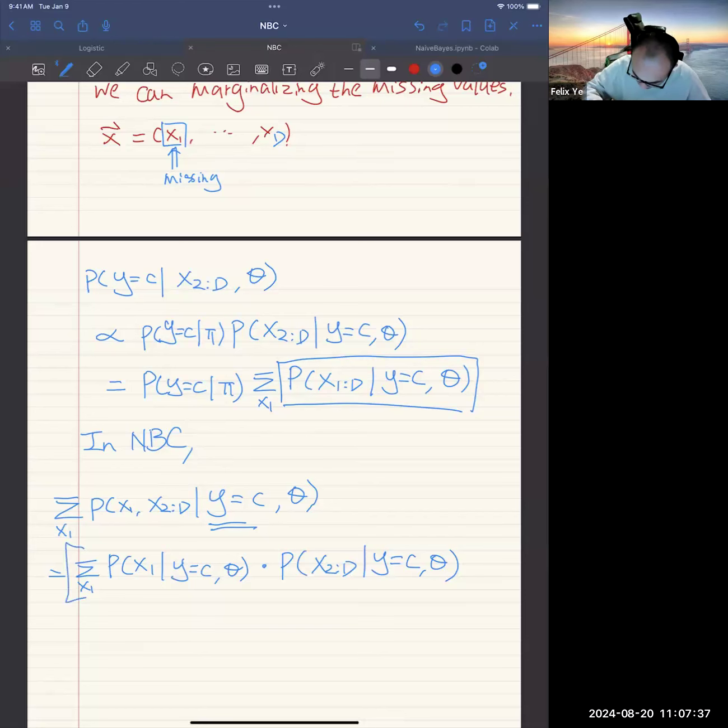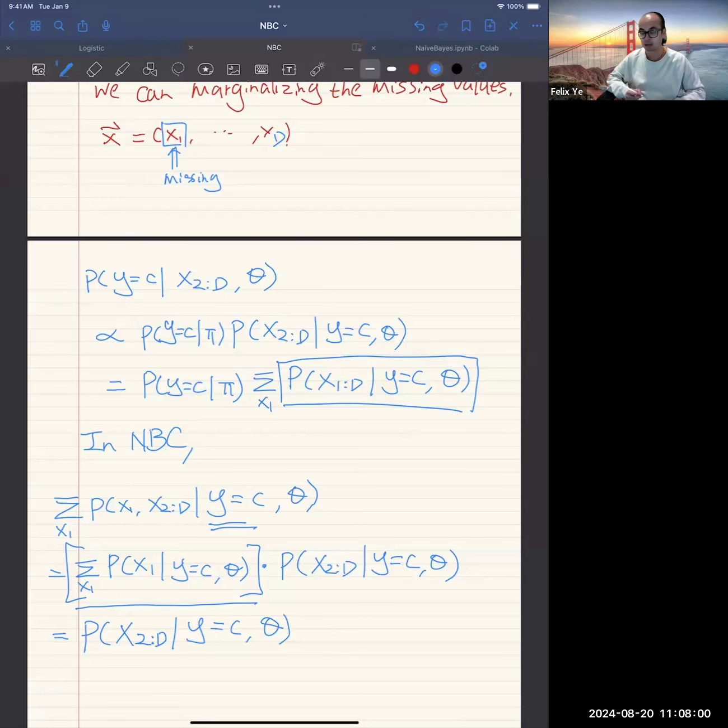And we can actually do this summation first by factoring out the rest of the part. This is basically the summation over all possible x1, which just gives you 1. This is equal to the probability of just x2 to xD, given y equal to c and theta. So we simply filter out the missing feature, and we don't need to worry about x1 at all. This is perfectly modeled by x2 to xD. So this is very straightforward, and naive Bayes can handle these missing features very naturally.